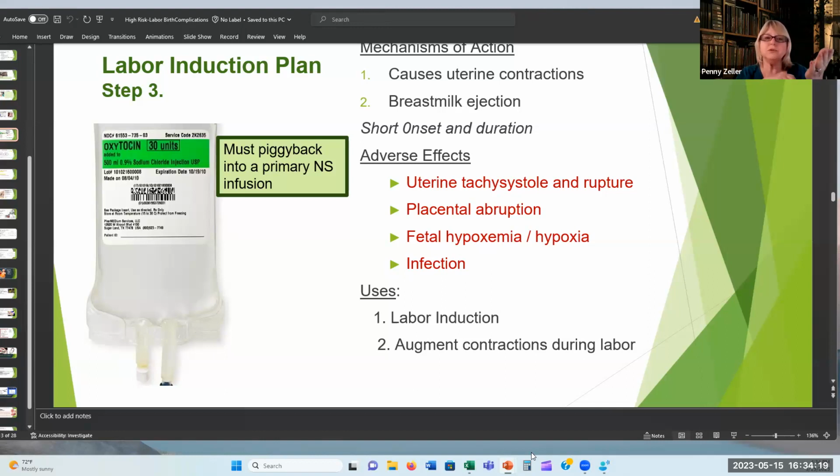So we use oxytocin to initiate contractions. We use oxytocin to augment contractions: if a mother's having contractions but they're not very strong, and she's only having maybe 1 or 2 in a 20-minute period, we'll give her some oxytocin to make it a little more progressive. And then we use it for postpartum bleeding. So it has quite a few uses.